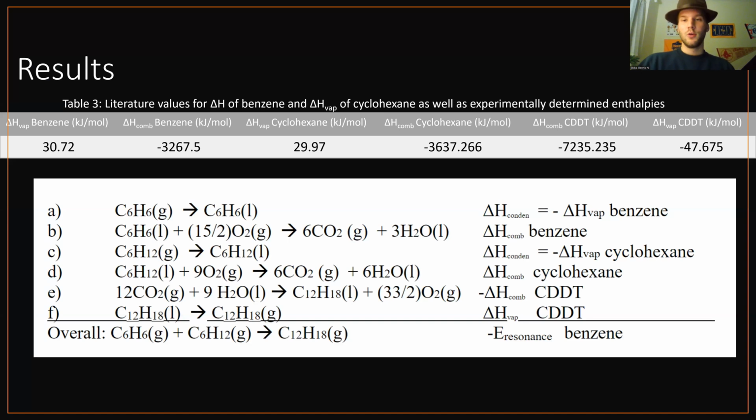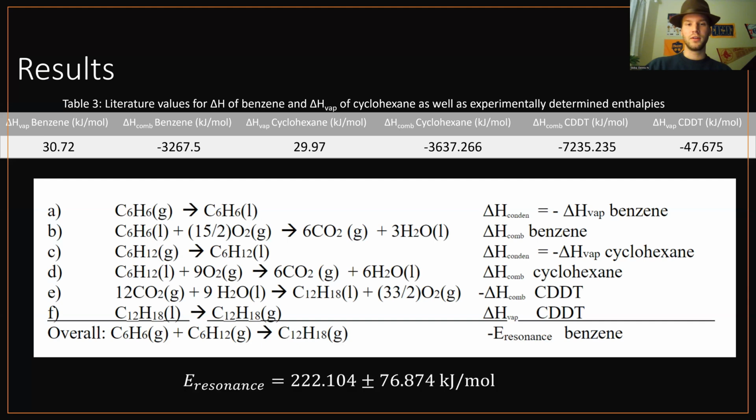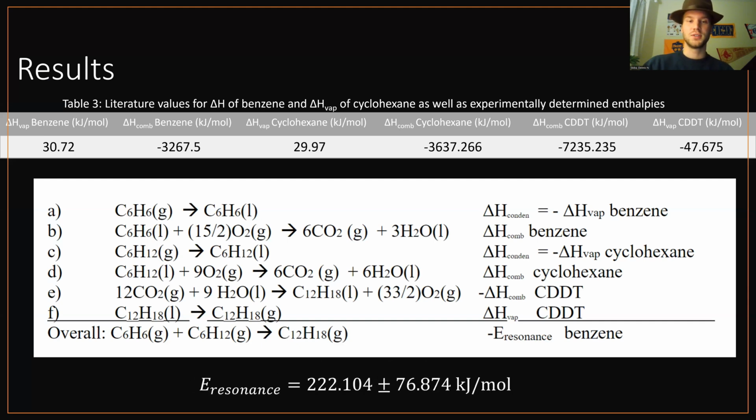Now, we can take the summation of all of the values shown on the screen to give us the resonance energy of benzene. The enthalpy of vaporization of benzene and cyclohexane, as well as the enthalpy of combustion of benzene, were literature values determined by giving it a quick google. And then we have our beloved resonance energy of benzene, which is 222.104 kilojoules per mole.